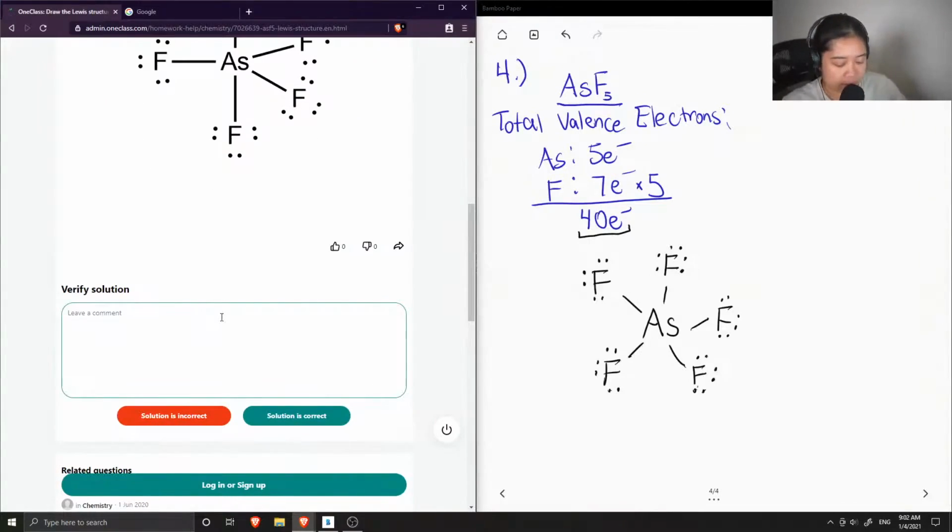Yep. So great step-by-step answer. So this solution is correct.